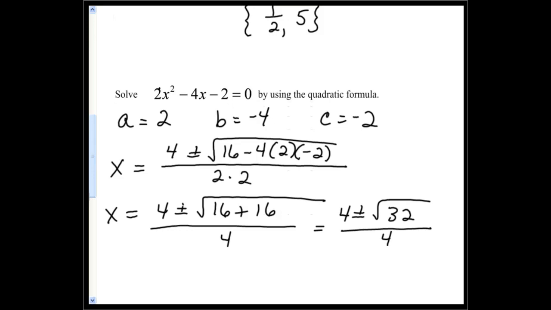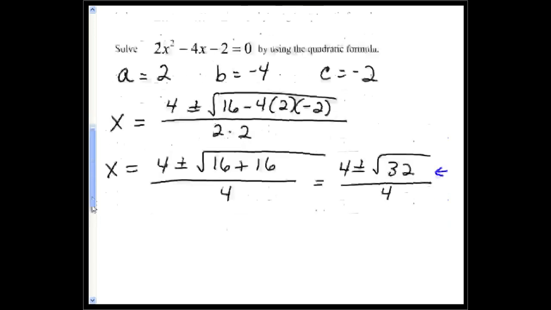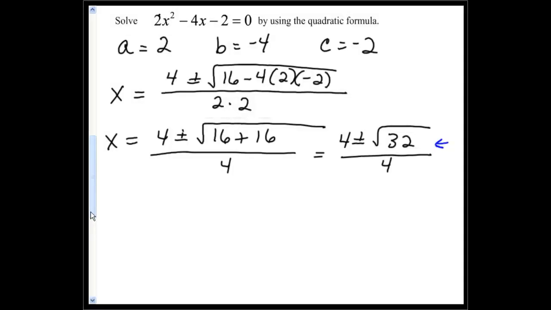Now I want to stop and point out the number underneath the radical, which is 32. Now that is a positive number, but 32 is not a perfect square, so our solution will be 2 irrational solutions, which will end up being irrational conjugates of each other.